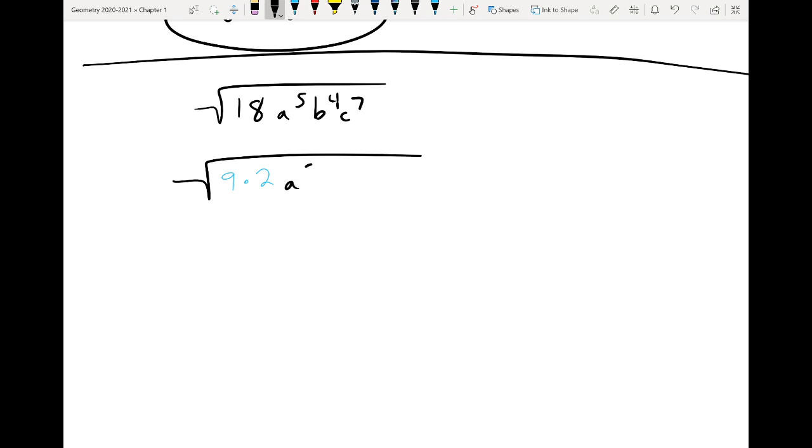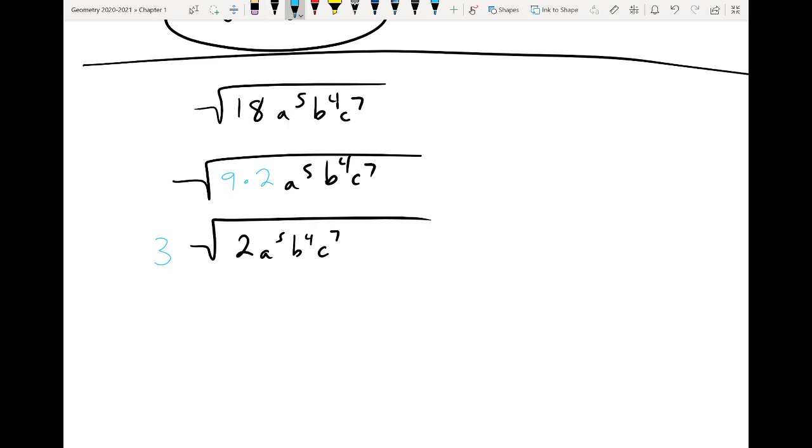Of course, we still have a to the 5th, b to the 4th, and c to the 7th. Take the square root of 9. Right? It can come out. It's going to be just 3. Now stuck inside, I have 2, a to the 5th, b to the 4th, c to the 7th.